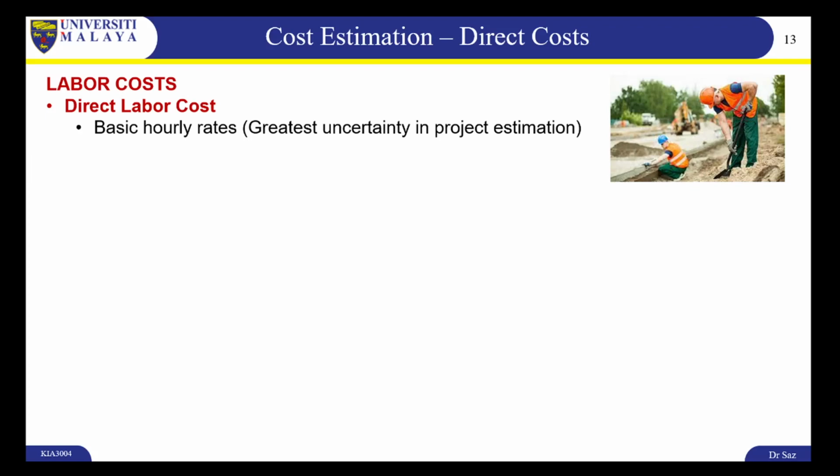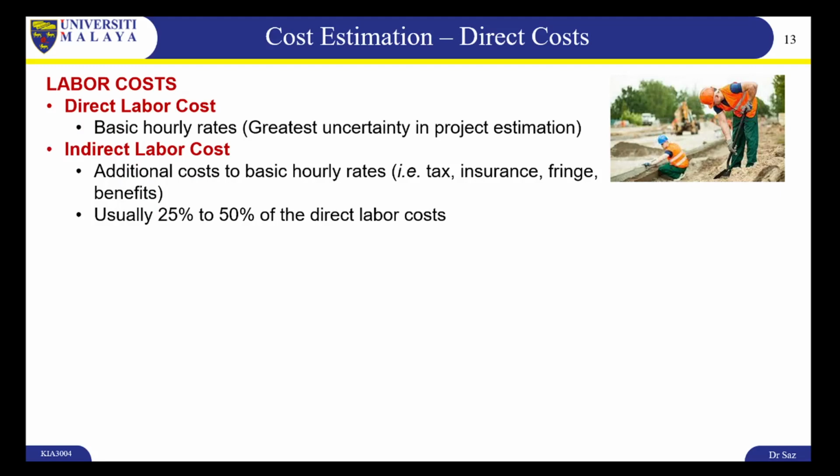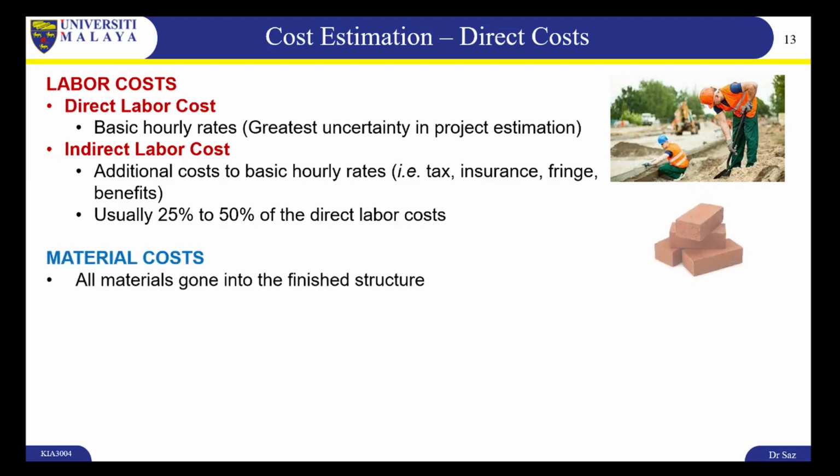And this is the greatest uncertainty in project estimation, because sometimes when work isn't done, it needs to be extended, and that requires more manpower and more man hours to complete. Indirect labor costs are the additional costs to the basic hourly rates, such as tax and insurance, and they're usually about 25% to 50% of the direct labor costs. Now, material costs are all materials gone into the finished structure, which is quite simple and very direct to calculate.